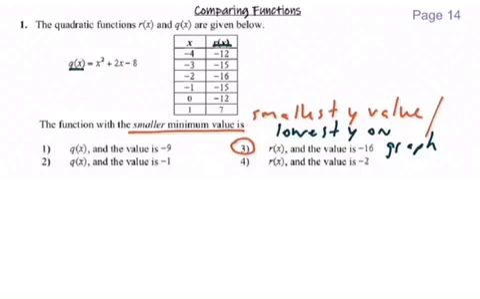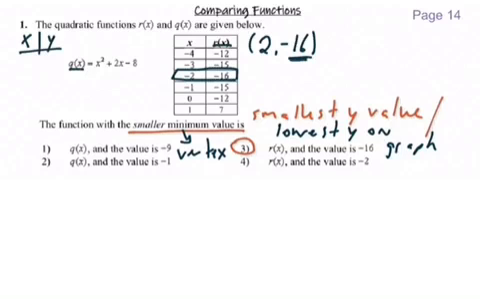Now keep in mind the minimum is also going to be the same as the vertex, specifically the y value of the vertex. For r of x, my vertex is (2, -16), so my y value is -16. For q of x, you do need to make a table. I'm going to shorten the tables just to save some time, so I'm just going to go from -2 to 0: -8, -9, and -8. For this one, my vertex turns out to be (1, -9).